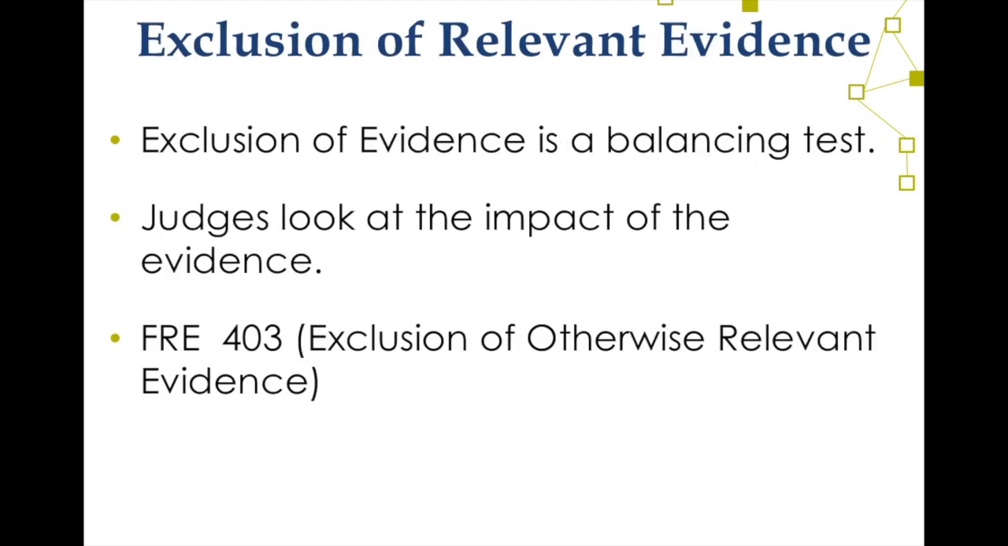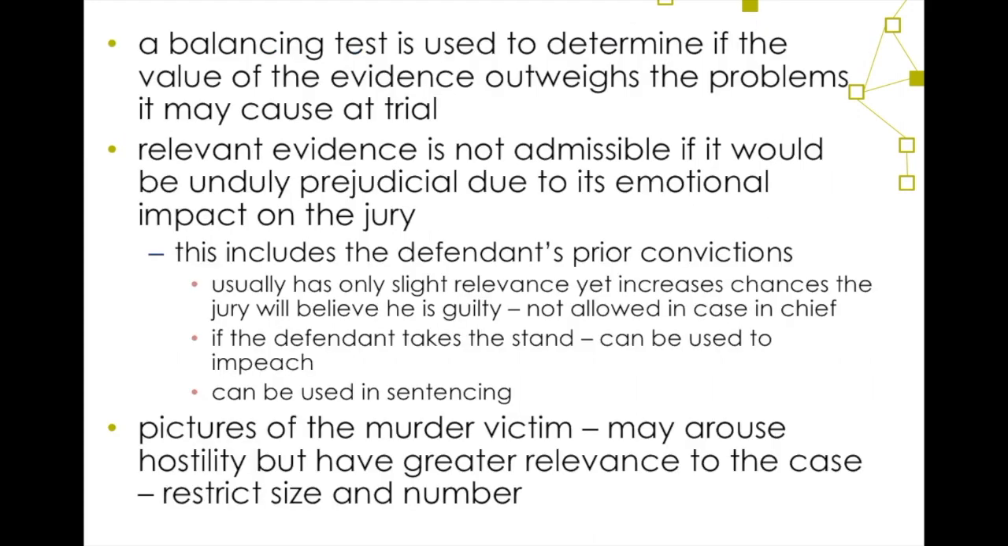So exclusion of evidence is really a balancing test. Judges are looking at the impact of the evidence, and they're going to look at, at the federal level, Federal Rule of Evidence 403. So this balancing test is used to determine if the value of the evidence outweighs any problems it could cause at trial. Relevant evidence is not admissible if it would be unduly prejudicial due to its emotional impact.